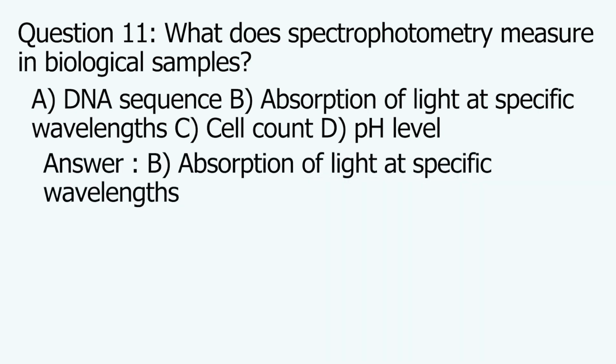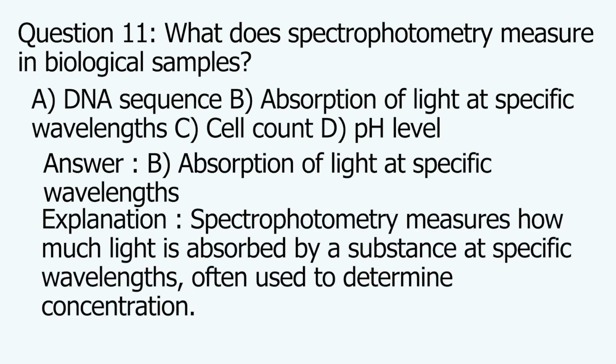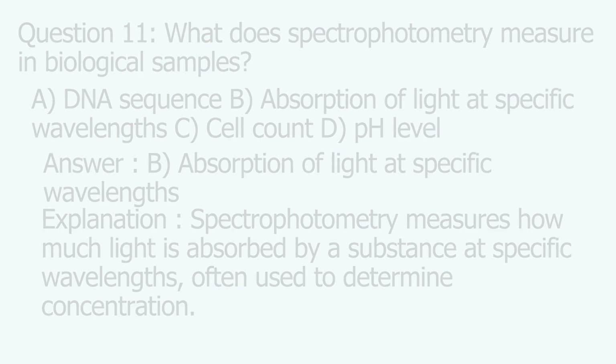B. Absorption of light at specific wavelengths. Explanation. Spectrophotometry measures how much light is absorbed by a substance at specific wavelengths, often used to determine concentration.